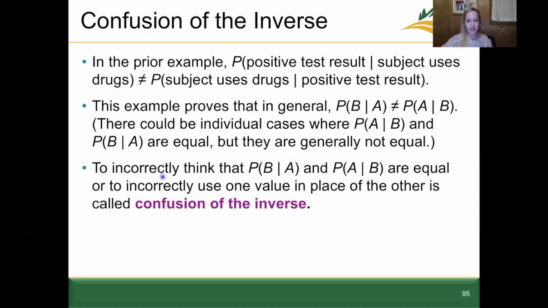So to incorrectly think that the probability of B contingent on event A and the probability of A contingent on event B are equal, or to incorrectly use one value in place of the other value when we have the probabilities available to us or we calculated them, this idea is the confusion of the inverse. We don't want to do this. These are not inverses of one another. We don't want to treat them as such.